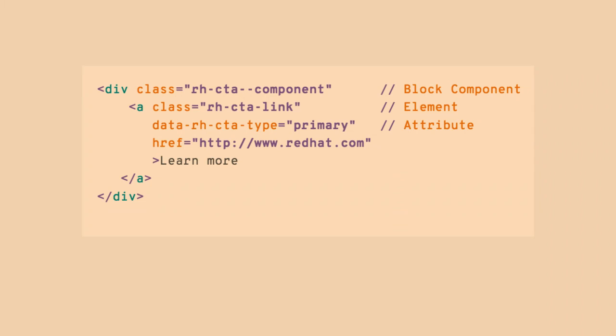So here's an example just to kind of bring it back home. When we say BEAC, which is what we call it, block is like the container of the component itself. The elements are whatever the little pieces are of that component inside of it. So in this case, we're looking at our CTA component, and the element is just the link tag inside of it. And then the attribute, there's that data RH CTA type, and that attribute is saying, I'm primary, so I'm bright red, or I'm secondary, so I'm black with a little arrow, something like that.